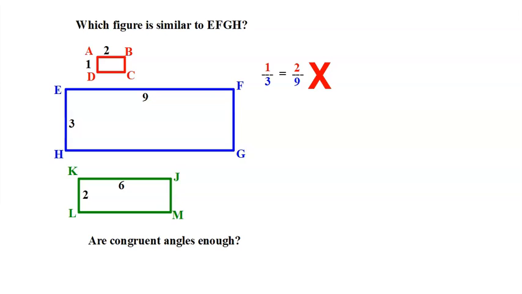Okay, well, let's look at the other one. So here we go. Let's see. We have 2 to 3 and 6 to 9. Are those the same? 2/3, 6/9. Yeah, those are the same thing. That works. And so there it is.